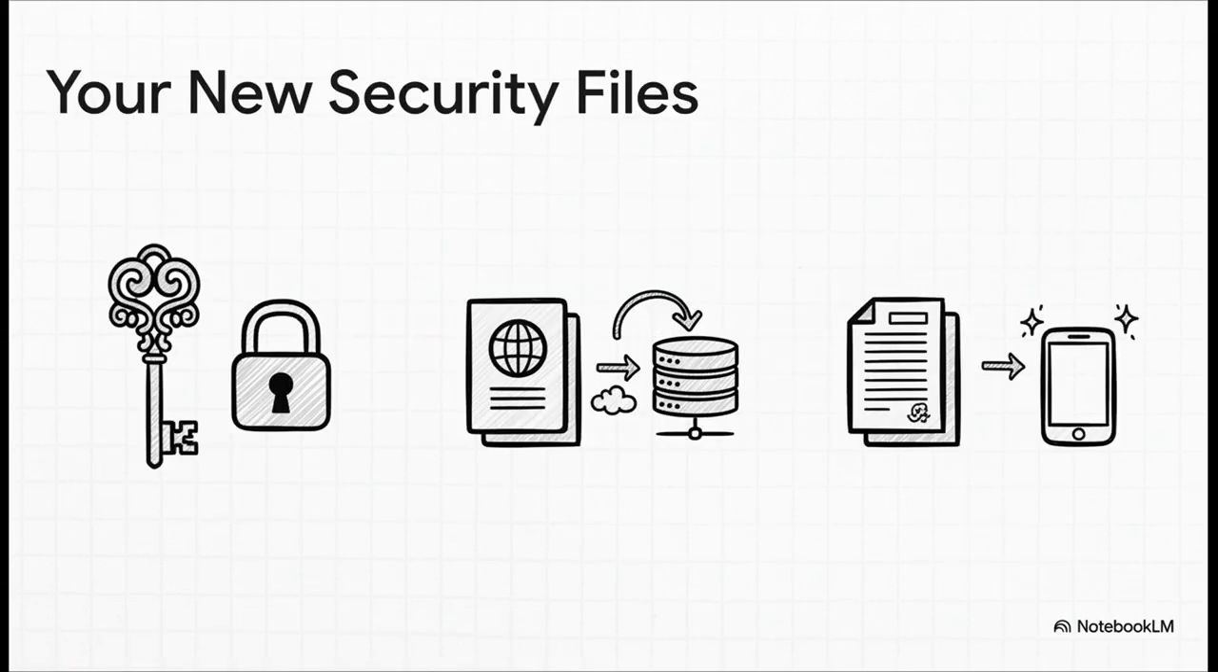So when all is said and done, you're going to have three really important files. You've got the private.key, that's the server's big secret. Then there's certificate.crt, which is the public passport for Apache itself. And finally, mywebsite.crt, which is a special copy that's formatted just right for us to install on our mobile devices.